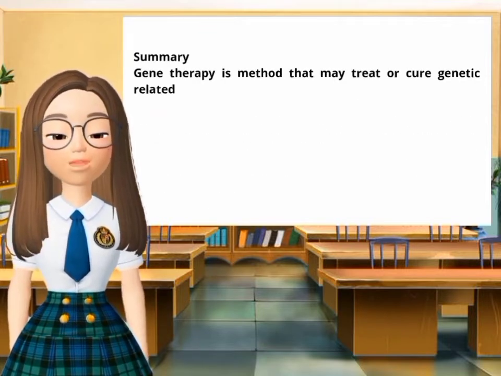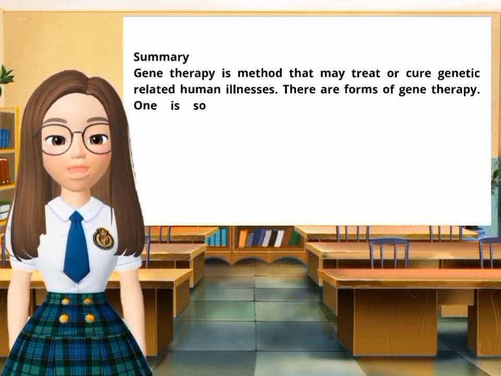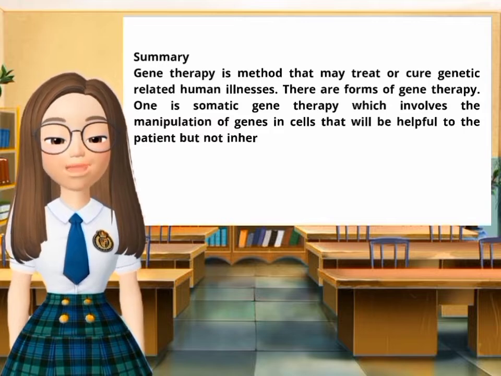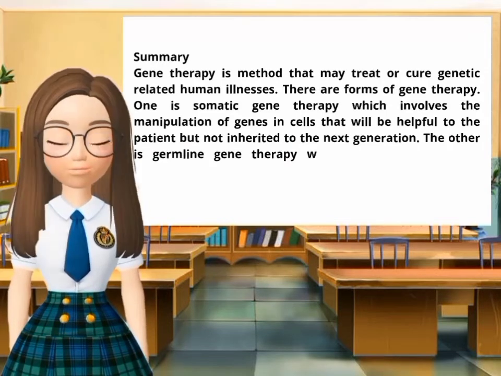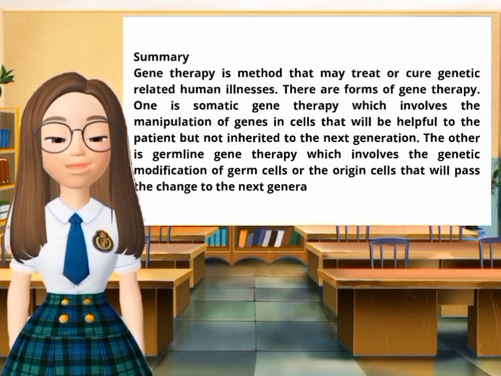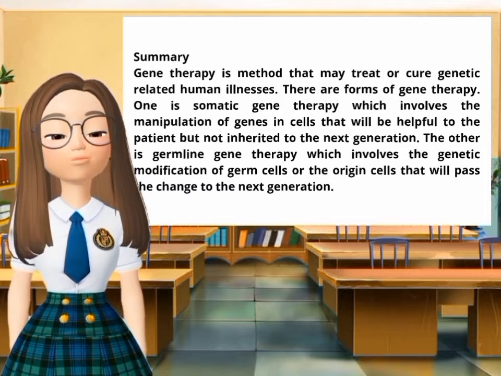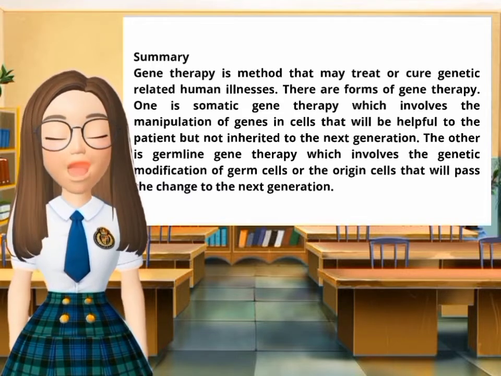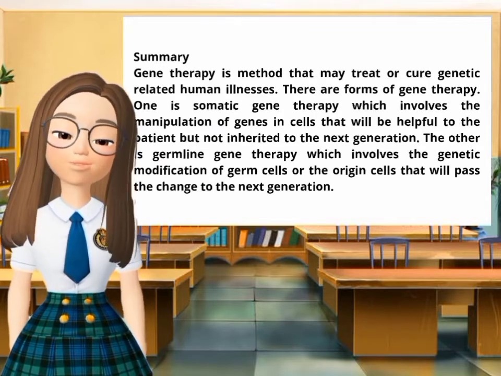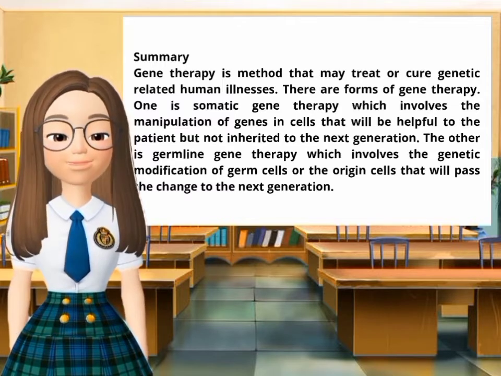Summary. Gene therapy is a method that may treat or cure genetic-related human illnesses. There are two forms of gene therapy. One is somatic gene therapy, which involves the manipulation of genes in cells that will be helpful to the patient but not inherited by the next generation. The other is germline gene therapy, which involves the genetic modification of germ cells or the origin cells that will pass the change to the next generation.